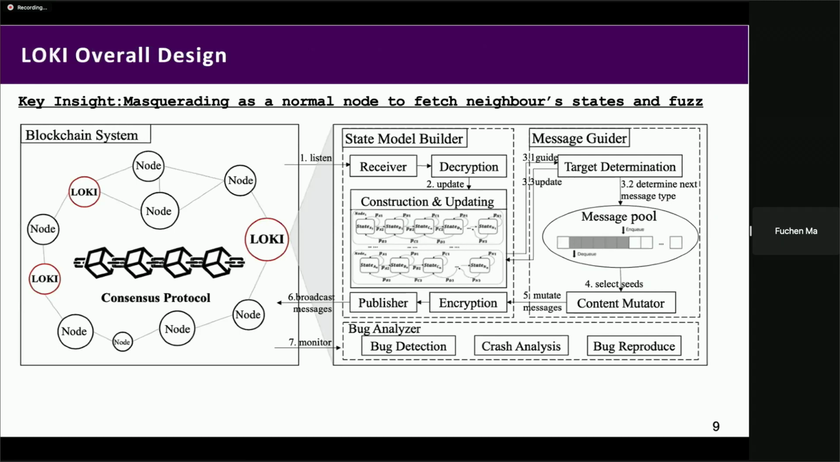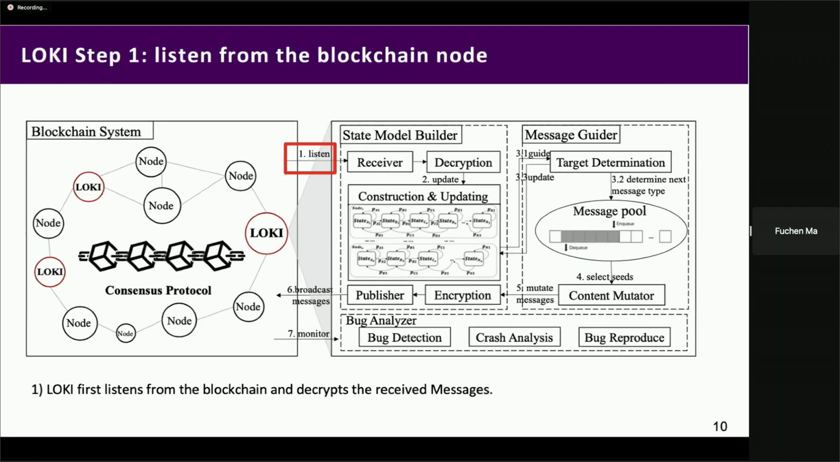So we designed LOKI, and here is the overall design of our system. The key insight is to masquerade LOKI as a normal node to fetch neighbor states and fuzz them. As the left part of the figure shows, LOKI nodes participate in the blockchain together with normal nodes. Now I will describe the workflow of LOKI. For the first step, LOKI listens to the blockchain system to receive network traffic. LOKI uses the crypto part of the underlying blockchain to decrypt the received messages and put them into the model construction and updating process.